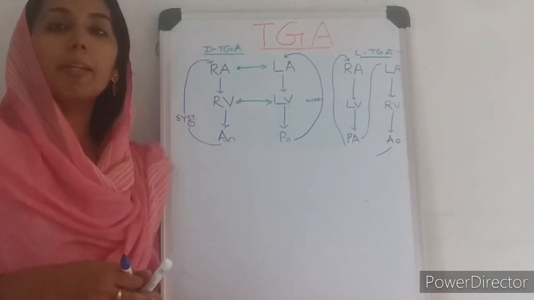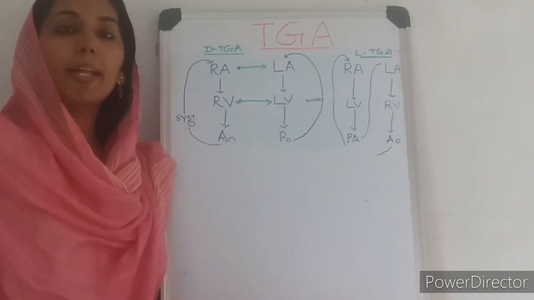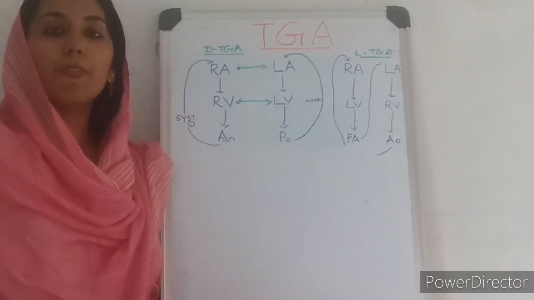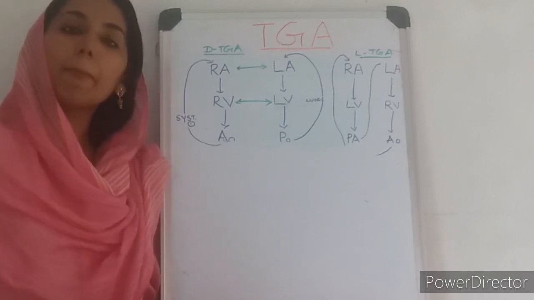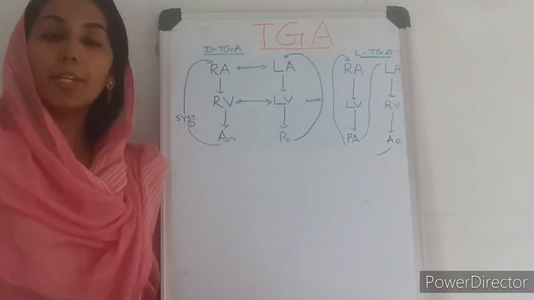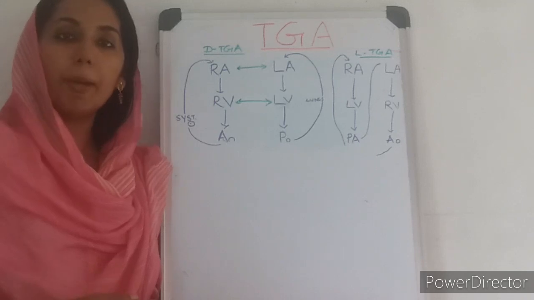Coming to the treatment part of TGA, medical management includes PGE1 infusion, that is alprostadil infusion 0.1 to 0.2 mcg per kg per minute to maintain the patency of the ductus. Such neonates who require this PGE1 infusion may require an early palliative surgery.